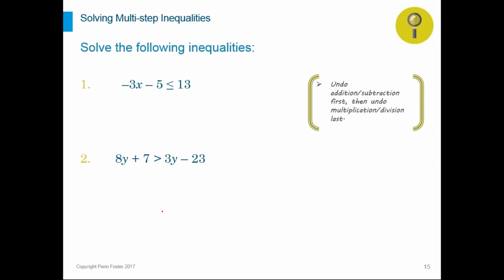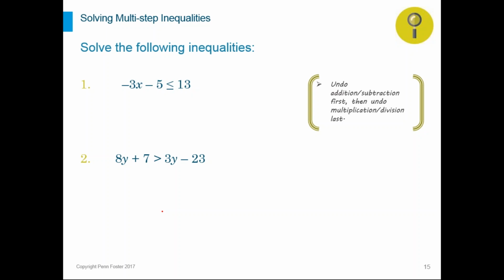Okay, let's look at more complicated inequalities. Now, in inequality number 1, we see that x is multiplied by a negative value and also 5 is subtracted from that product. What should we do? How can we proceed with solving that inequality? What should we do first? Multiply, divide, add? It's the same thing as with equations. We always said to undo additions or subtractions first, and then undo multiplication or division last.